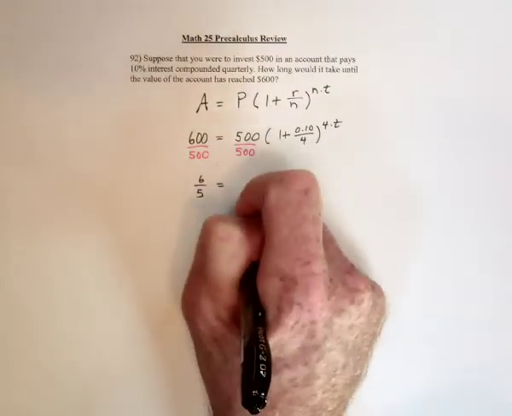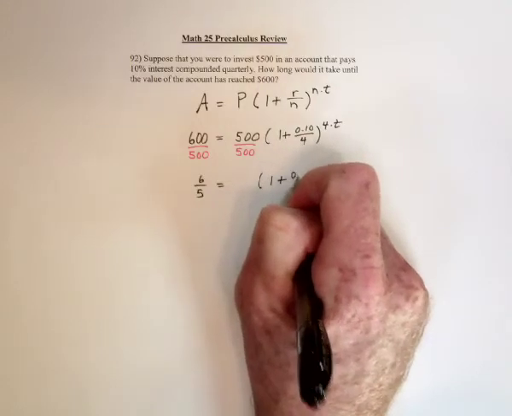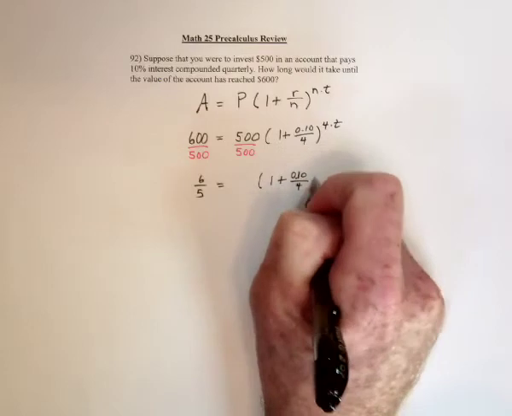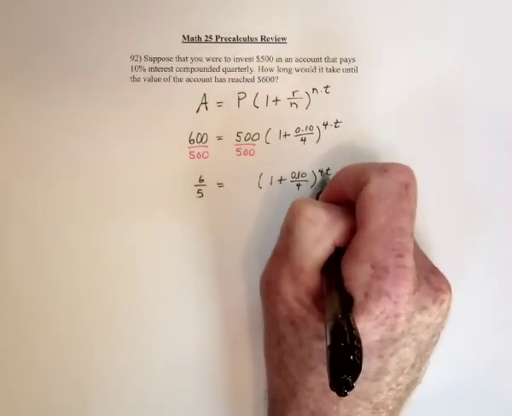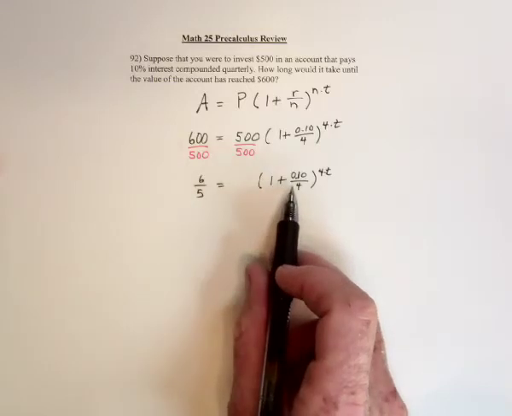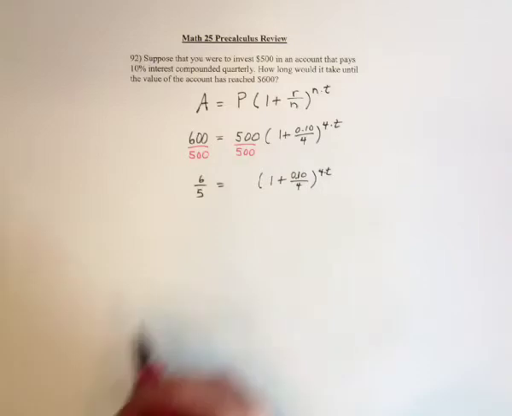And then I leave a little bit of space and then write the 1 plus 0.10 over 4 to the 4t. And don't simplify this or try to round it or get a decimal. Just leave it exactly as it is. We'll type it all in the calculator in a second.